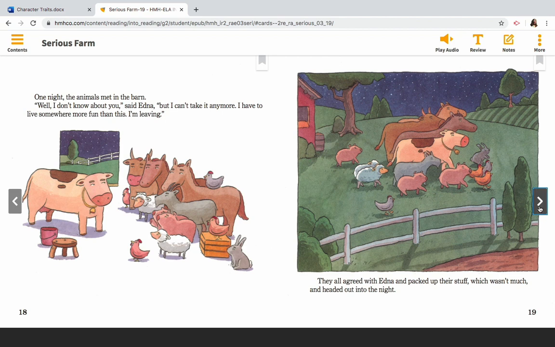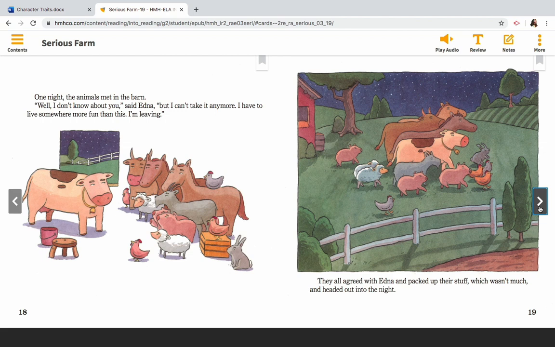One night, the animals met in the barn. "Well, I don't know about you," said Edna, "but I can't take it anymore. I have to live somewhere more fun than this. I'm leaving." They all agreed with Edna and packed up their stuff, which wasn't much, and headed out into the night.